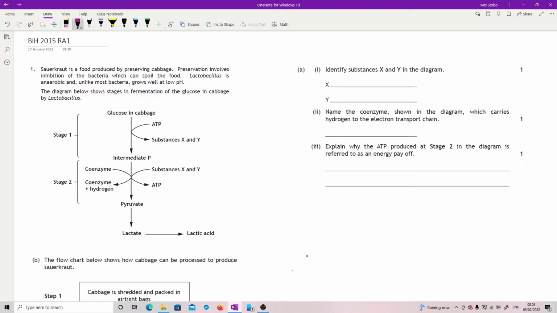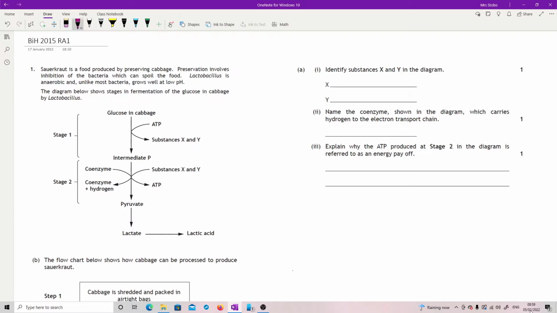Okay, so this is basically showing you what you know. This is glycolysis. We've got glucose in the cabbage going to an intermediate and then from that intermediate to pyruvate. We've got ATP and then substances X and Y, so they're obviously going to ask you that. The substances X and Y are going to ATP. And then we've got the coenzyme and the coenzyme plus hydrogen. And your pyruvate then goes from lactate to lactic acid. I've put the question up on the right to help me a little bit so it's side by side.